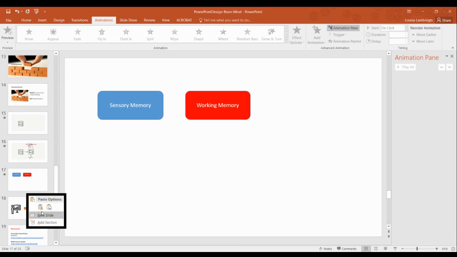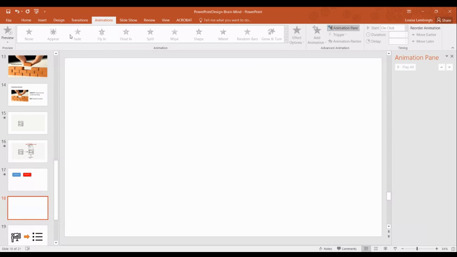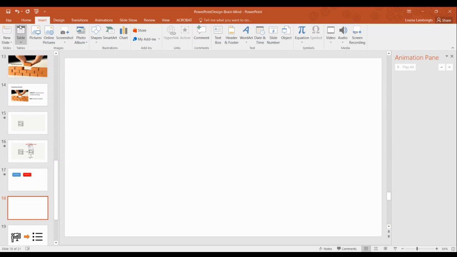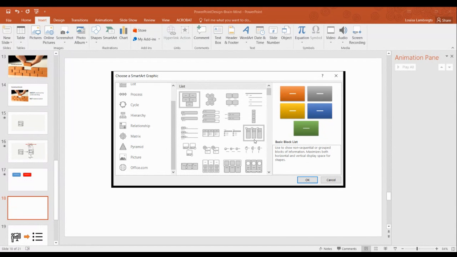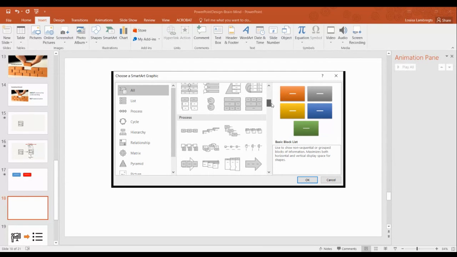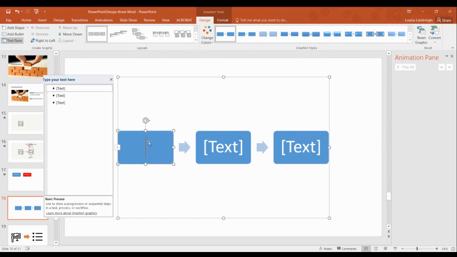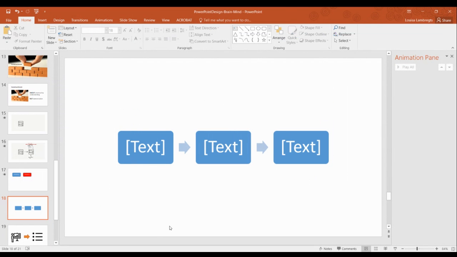Another possibility I'll just quickly mention, and I won't spend much time on this, is the SmartArt. Here there are already different graphics for presenting relationships between things. So I could easily select one of these, let's say this one, and then I just add my information. I can change the color, etc.